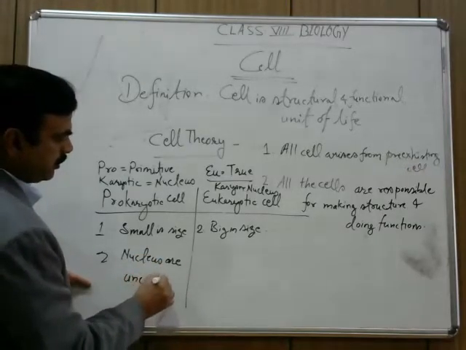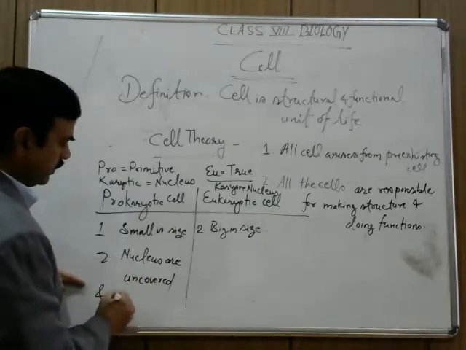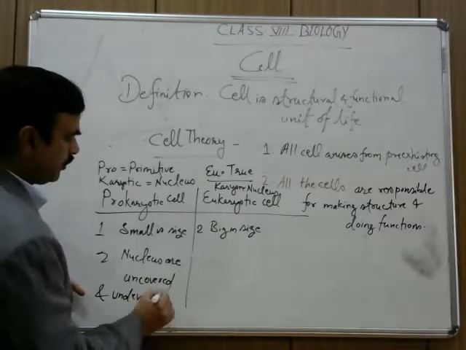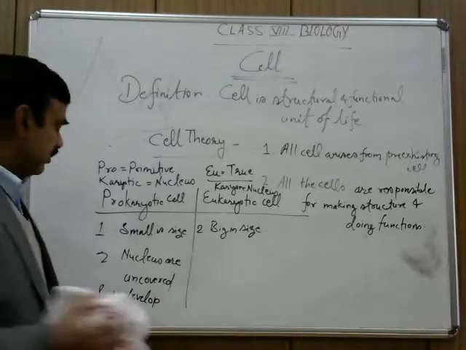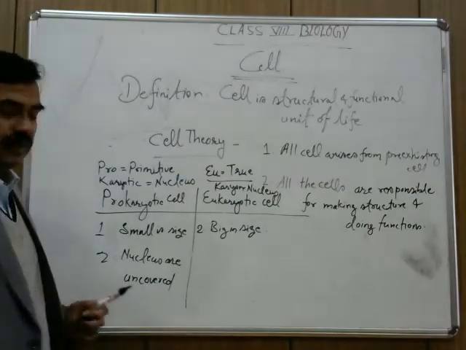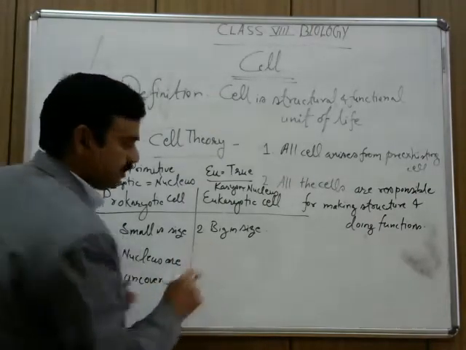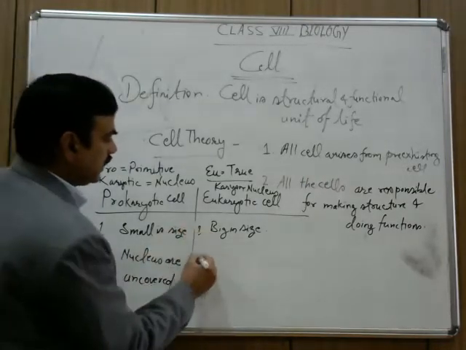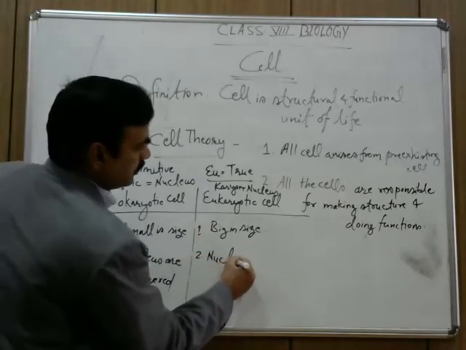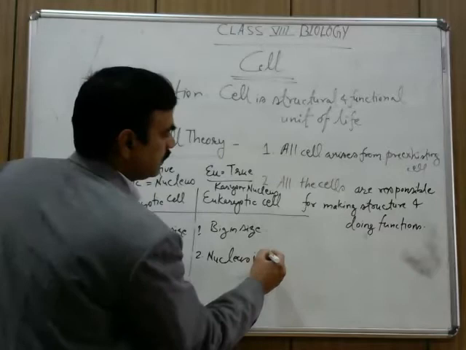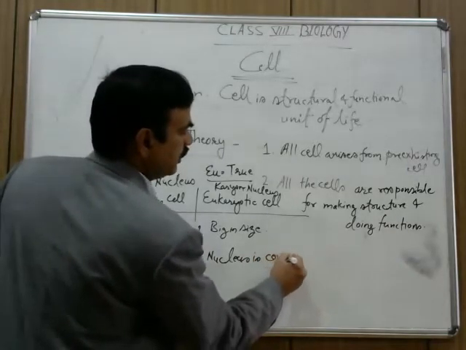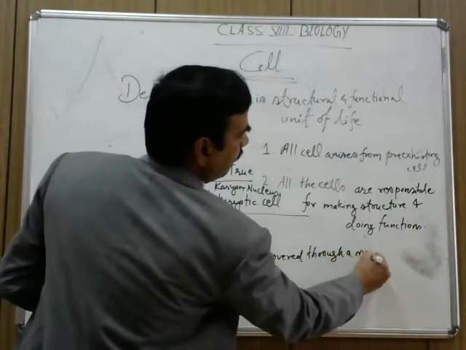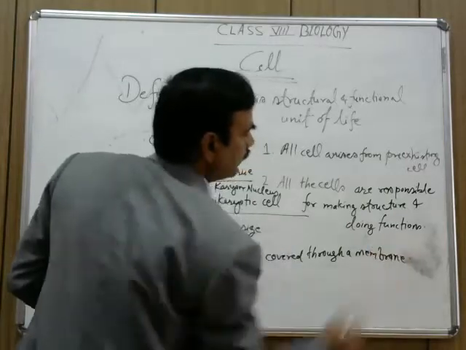Uncovered and undeveloped. You can write: nucleus is uncovered. Here you can write: nucleus number one, and then number two, right? Number one, and then second is the nucleus is surrounded by, covered through a membrane. So two differences are clear.